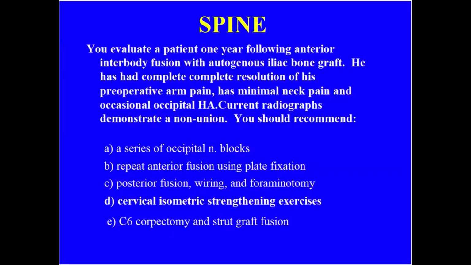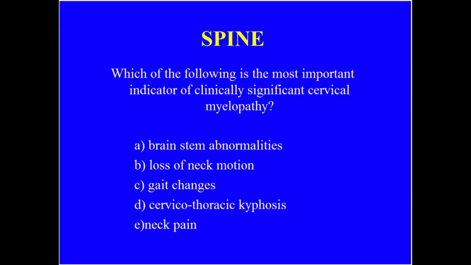So D, correct. Which of the following is the most important indicator of clinically significant cervical myelopathy? Anybody? C, gait changes. That's the thing. When they give you somebody with gait changes, that's sort of the trigger. You want to operate on this patient, and that's most of the questions. They're going to make it clear what they want you to do. The question is out of the whole universe of orthopedic knowledge, just trying to remember what it is you're supposed to do. But they're really not looking to trick you.